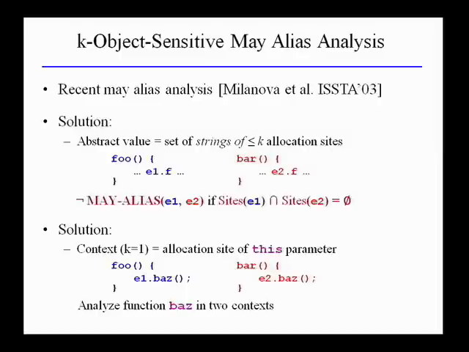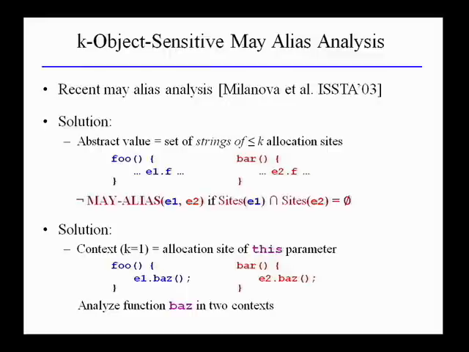And so here, we will still analyze BAS in two different contexts because we have two different this parameters. Assuming these are actually distinct this parameters, we'll get two distinct contexts for BAS based on where they were allocated. And that will allow us to associate different information for BAS for objects that were allocated at one site, distinct from information for BAS associated with objects allocated at a different site.